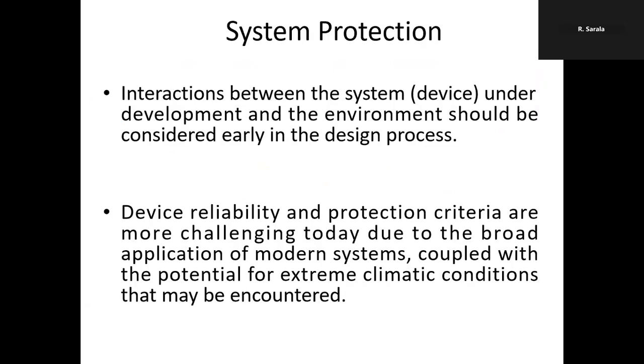Now, what is system protection? How we have to do it means the interaction between the system, or any device you can consider under development, and the environment should be considered early in the design process. Here also, reliability of the devices and protection criteria are more challenging today due to the broad applications of modern systems, coupled with the potential for extreme climatic conditions that may be encountered.